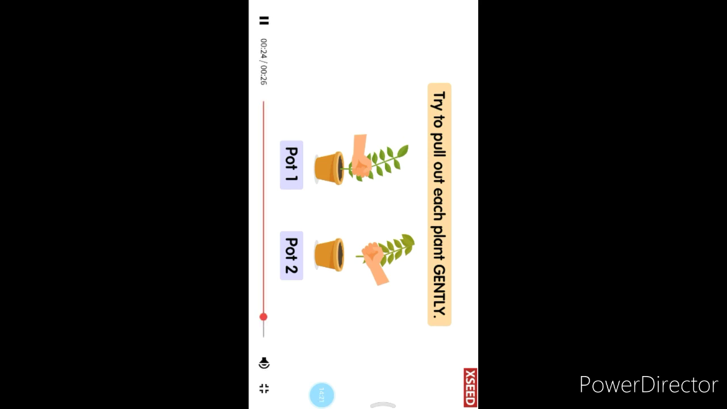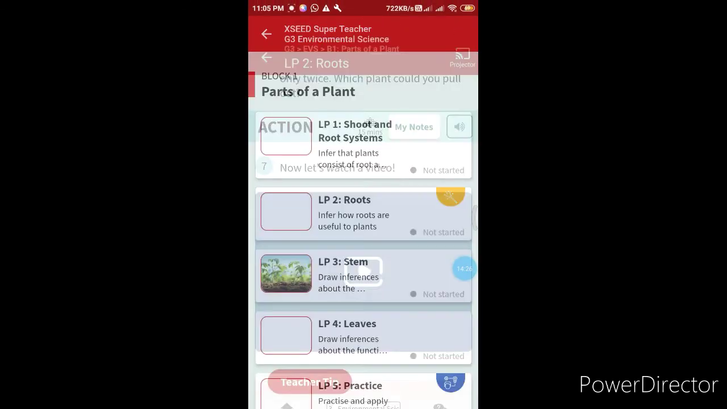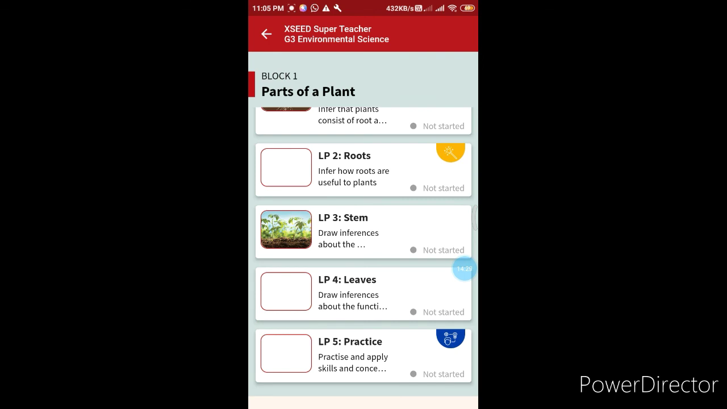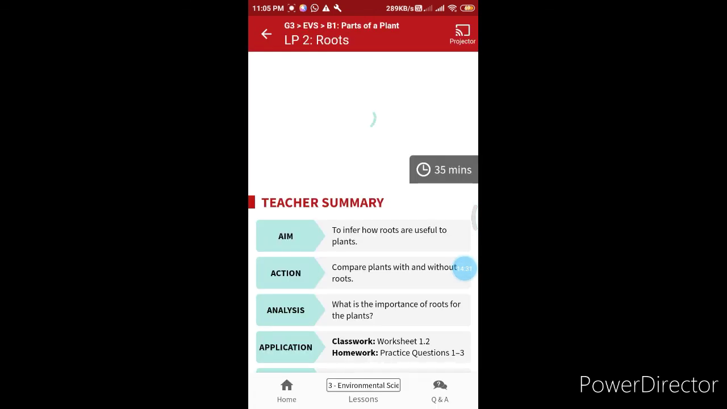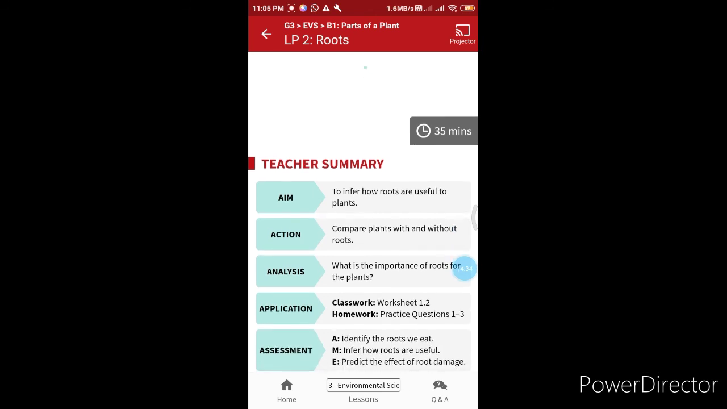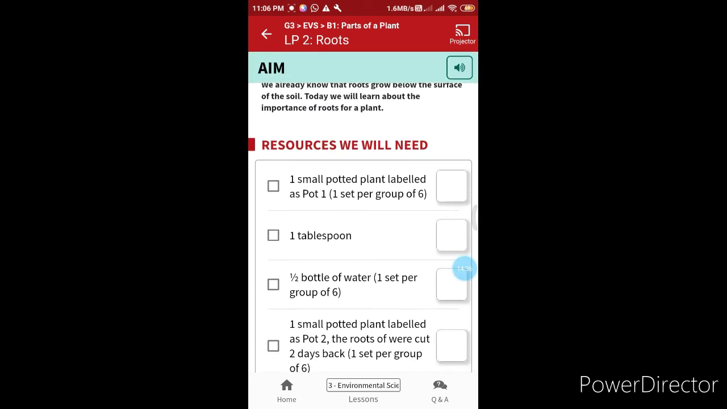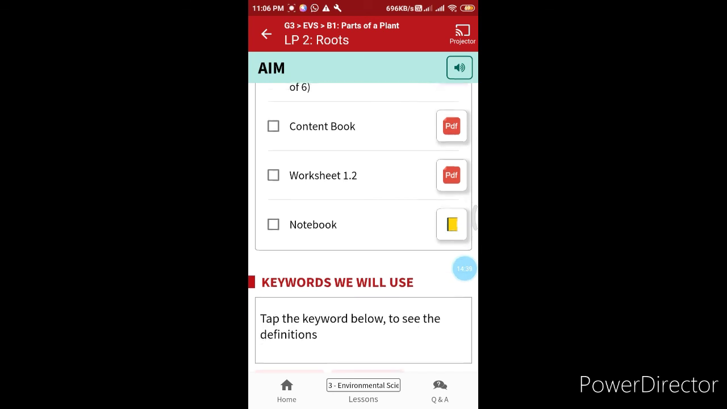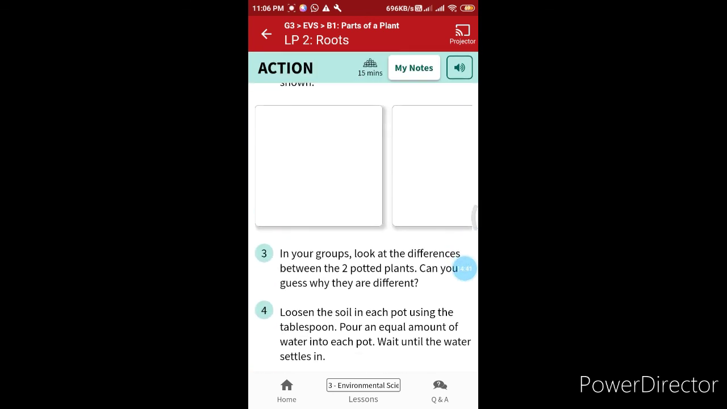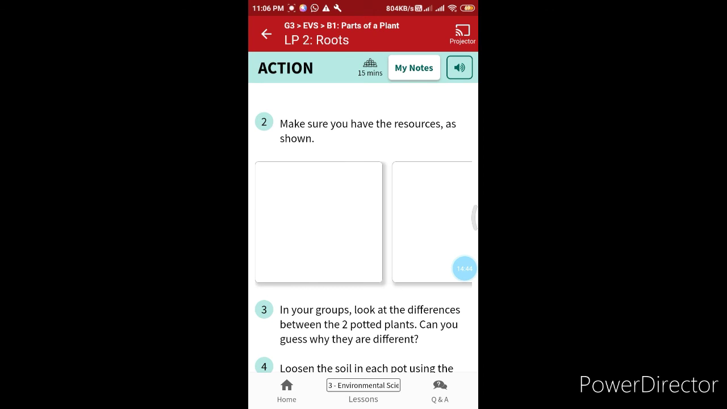Okay. So the main functions of roots you understood in this lesson, and you also understood about the activity, how to answer the worksheet questions, and how to answer the content book questions. Do this homework in your notebook, children. And in tomorrow's class we'll discuss the other parts of the plant. Those are leaves, how the leaves help a plant and what functions the leaves perform. All this we will discuss in the coming class, children.